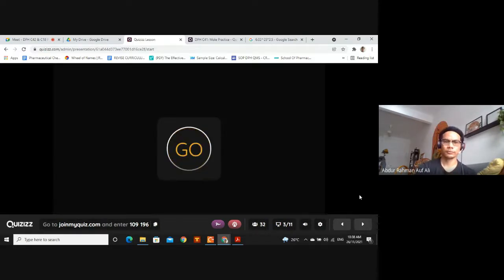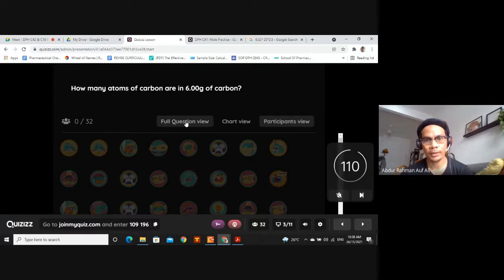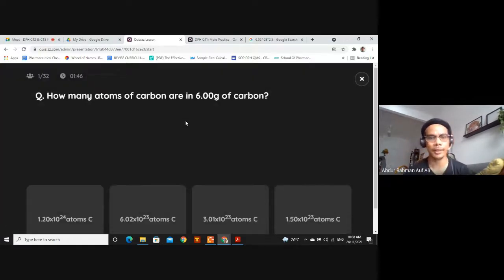How many atoms of carbon are in 6 grams of carbon? So here they add one more step. You have 6 grams of carbon. How many atoms are there in the 6 grams of carbon? So these are the options, try to work it out.